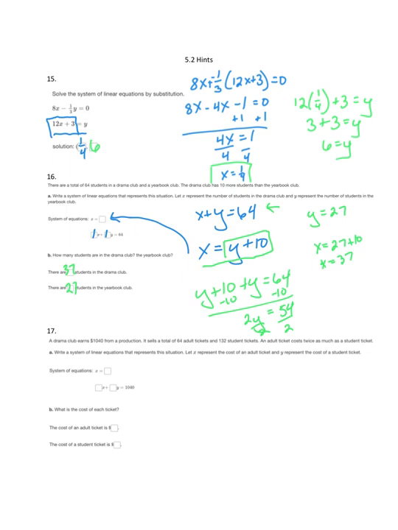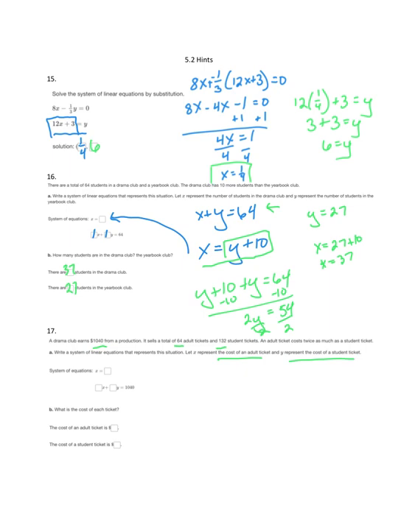All right, for our next problem, we have the drama club. Back to the drama club again. They earn $1,040 from a production. It sells a total of 64 adult tickets and 132 student tickets. An adult ticket costs twice as much as a student ticket. So we're going to write our system of equations. And we're going to say x is the cost of an adult ticket. So not number of tickets, but the cost of an adult ticket. And y is the cost of a student ticket.